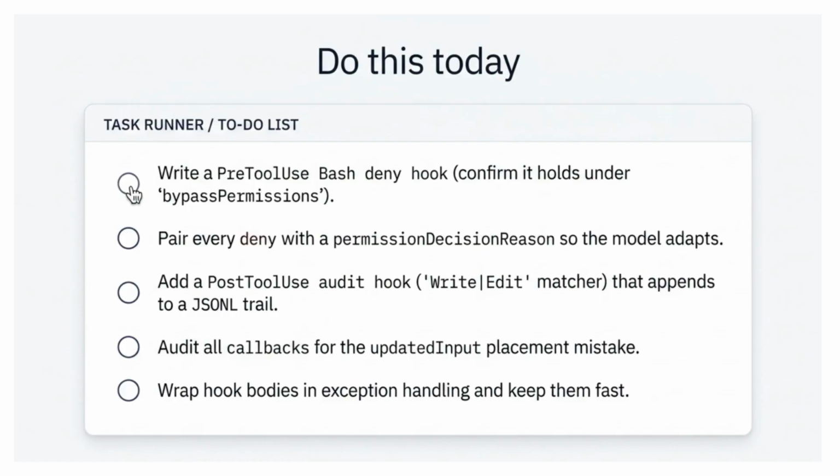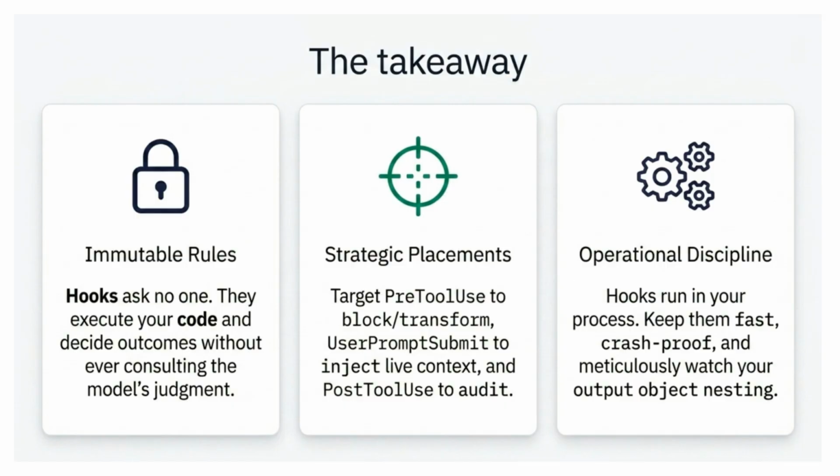Audit your callbacks for the updated input mistake. If you rewrite tool arguments, confirm updated input sits inside hook-specific output next to permission decision allow. Wrap each hook body in exception handling and keep it fast. A hook runs in your process, so a crash there is a crash everywhere. The takeaway. Hooks are the difference between hoping the agent behaves and guaranteeing it does.